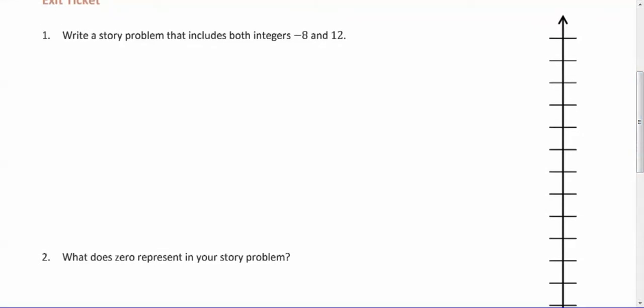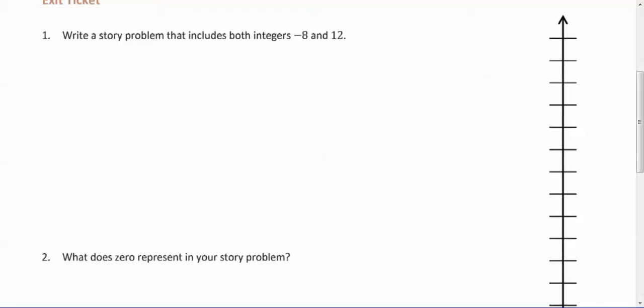So maybe you can pause the video for a quick second and some people can share what they came up with for a situation where there's a loss of 8 and a gain of 12. Maybe if you're talking temperatures, maybe you could say something like the temperature was 8 degrees below 0 in the morning, and by noon it had warmed up to 12 degrees.